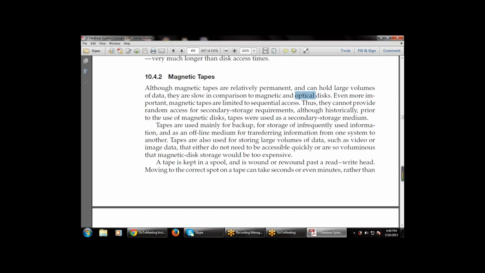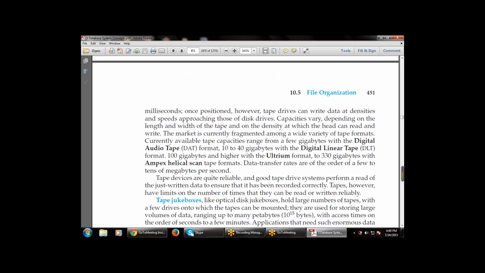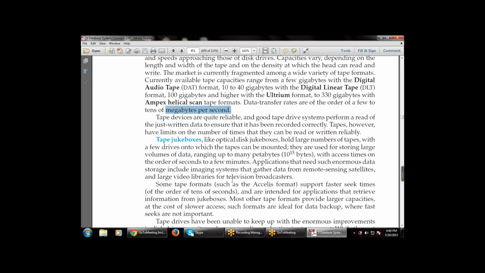A tape is also kept in a spool, that is, it is wound or rewound past a read-write head. So there is a spool, a tape that contains the read and the write head. And these are the various terms that are used. There is a digital linear tape, DLT, a format that contains 100 gigabytes, or we can say 330 gigabytes, with a minimum of the format that is available. And there is a data transfer rate of a few tens of megabytes per second.